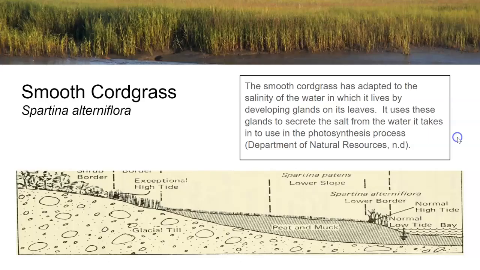The example from the salt marsh is the smooth cordgrass. Something interesting about the cordgrass is it is adapted to its salty environment by developing a gland that it uses to secrete the salt that it lives in so that it can use the water for photosynthesis.